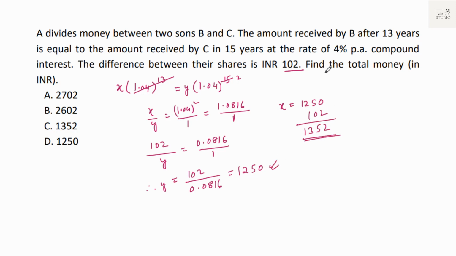Now let's see what the question is. Find the total money. The total money A has is 1250 plus 1352, which gives 2602. That is in option B.